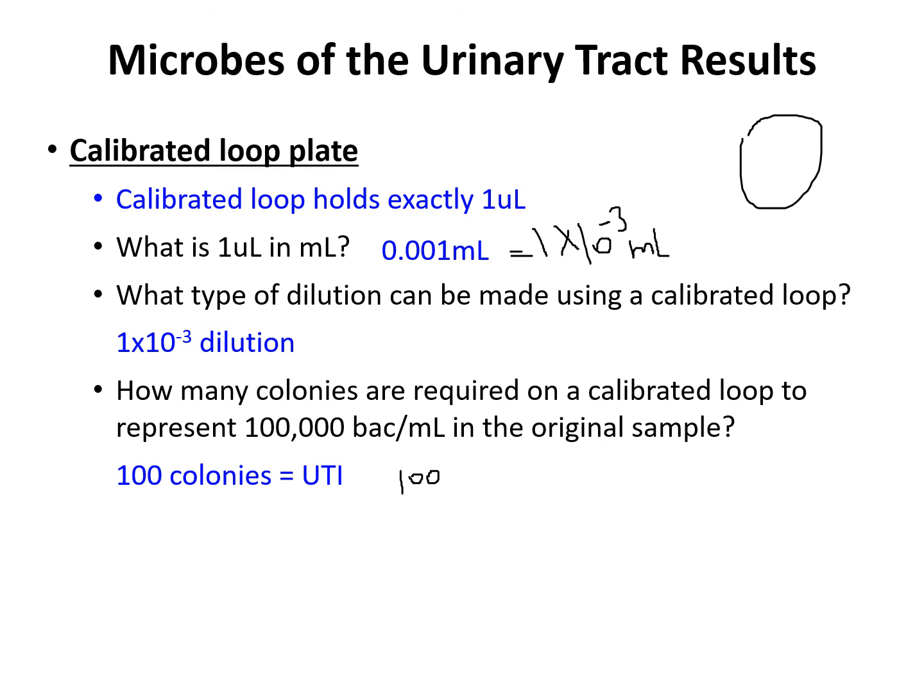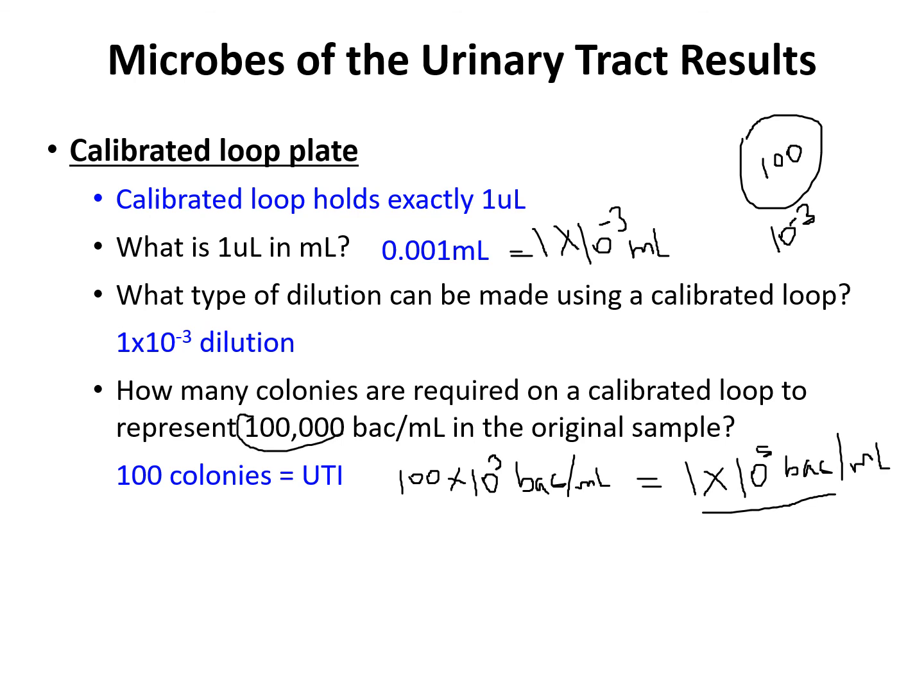So let's say here is your 10 to the negative 3 plate, okay? And you found 100 colonies in here. What does that mean? It means that you have 100 times 10 to the 3 bacteria per mL. What is that in terms of scientific notation? Well, it's the same thing as saying 1 times 10 to the 5 bacteria per mL.